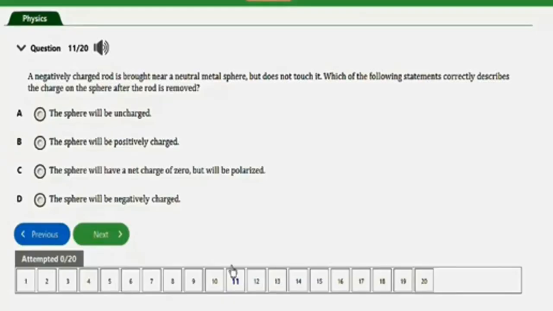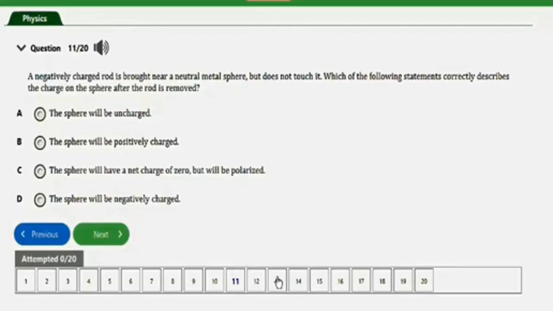Option C, the sphere will have a net charge of 0 but will be polarized. Option D, the sphere will be negatively charged. So guys, the right option in this question is option C, which is the sphere will have a net charge of 0 but will be polarized.